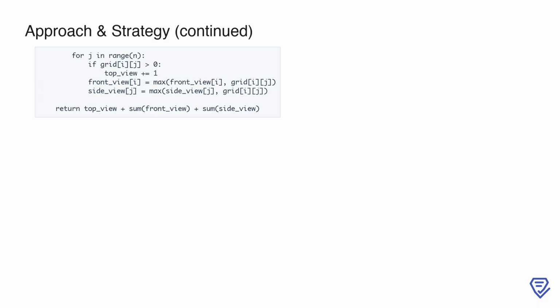Here's the Python implementation of the optimized approach. We initialize variables for the top, front, and side views. Then, as we iterate through the grid, we update these values in a single loop. Specifically, we count non-zero cells for the top view, update the row-wise maximum for the front view, and update the column-wise maximum for the side view. Finally, we return the sum of these three components. This implementation is efficient, concise, and adheres to the optimized strategy we just discussed.